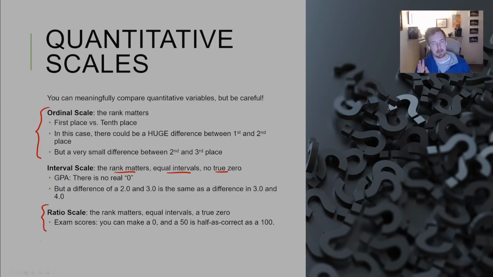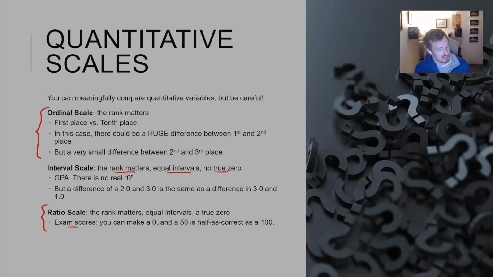Ratio scale, and this is the most advanced. Ratio scale is where the rank matters, we have equal intervals, and we have a true 0. So exam scores are an example of a ratio scale. If you make 100 and your friend makes a 90 and I make a 0, we know exactly how much better you did than your friend and how much better y'all did than I did. And if I got nothing right on that exam, I'm going to get a 0. That 0 is meaningful. It's a true 0. It means the absence of any correct answers.